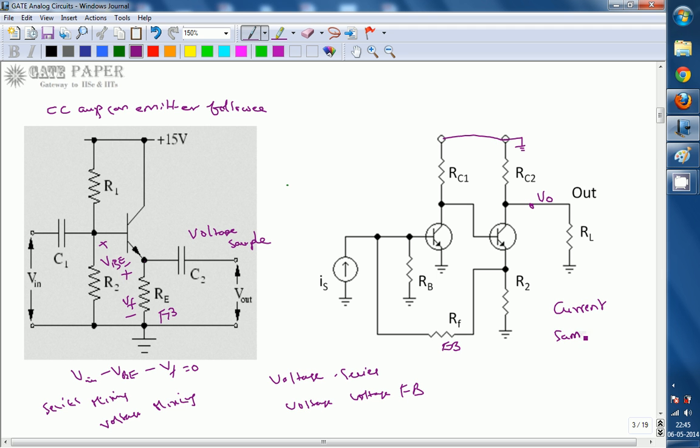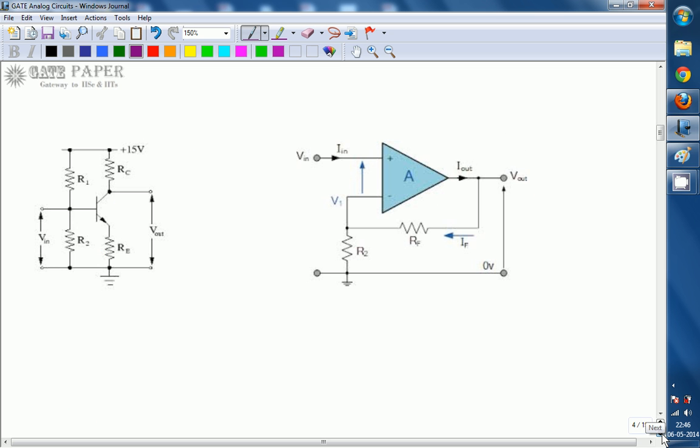Current sample. And at the input side, the input signal is a current signal, so it is shunt mixing. Directly we can tell this one. This is shunt mixing. So this type of feedback is nothing but current shunt, or current feedback.